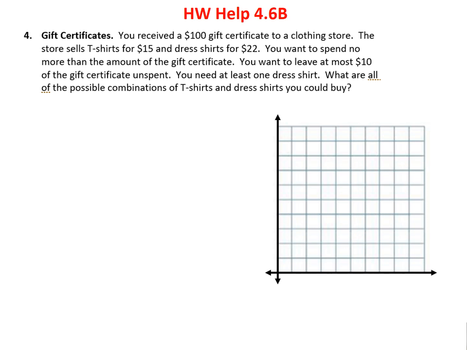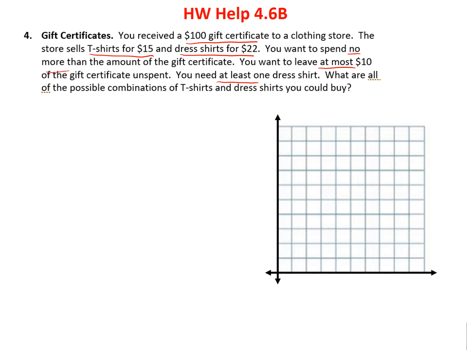Problem 4 is about gift certificates. You received a $100 gift certificate to a clothing store. The t-shirts are $15. The dress shirts are $22. You want to spend no more than the amount of the gift certificate, and you want to leave at most $10 of the gift certificate unspent, and you need to buy at least 1 dress shirt. So let's get started putting this together.